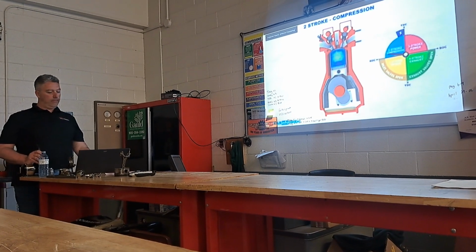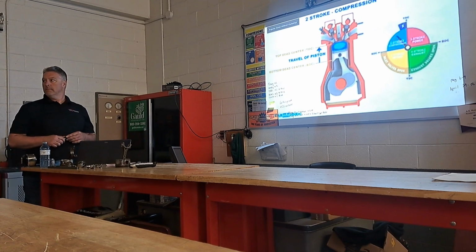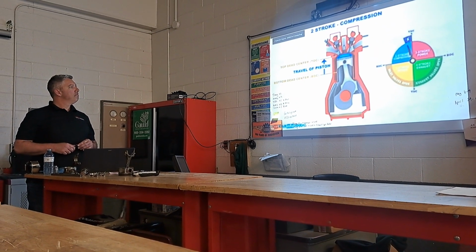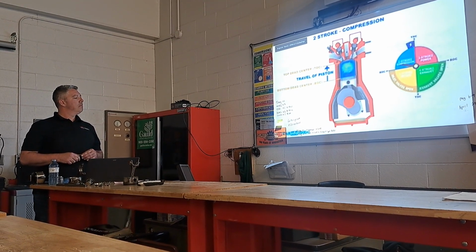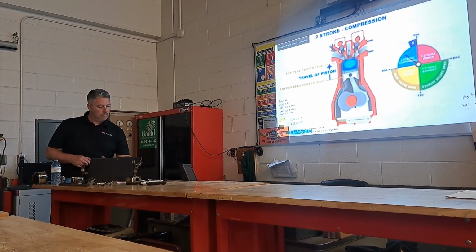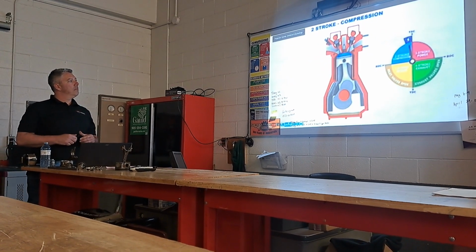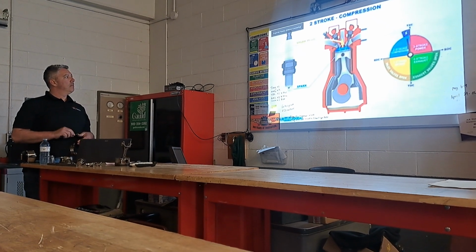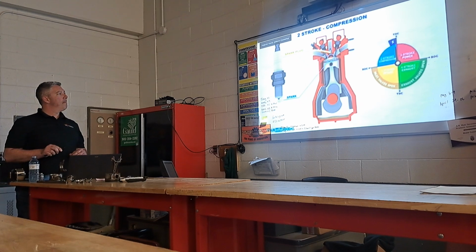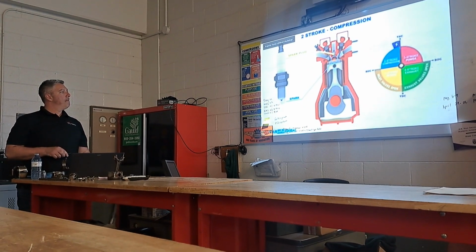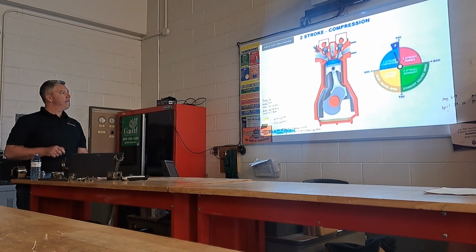The second stroke is compression. This stroke starts at bottom dead center and ends at top dead center. All valves are closed. The cylinder volume is reduced, causing the fuel-air mixture to compress. The compression raises the cylinder's temperature and pressure. As the piston approaches top dead center, the spark at the spark plug ignites the fuel-air mixture. The stroke is finished when the piston reaches top dead center.